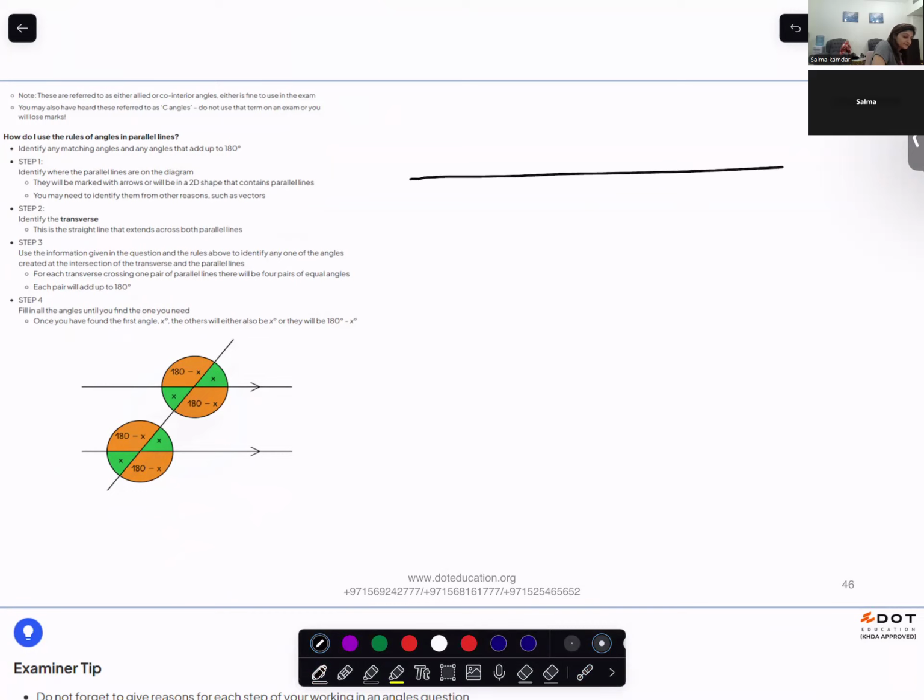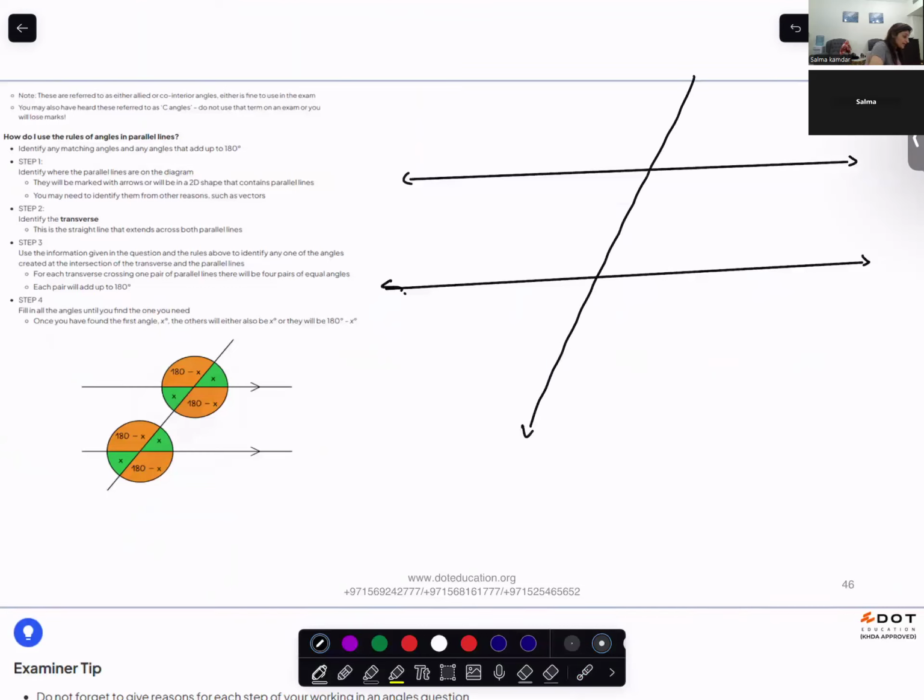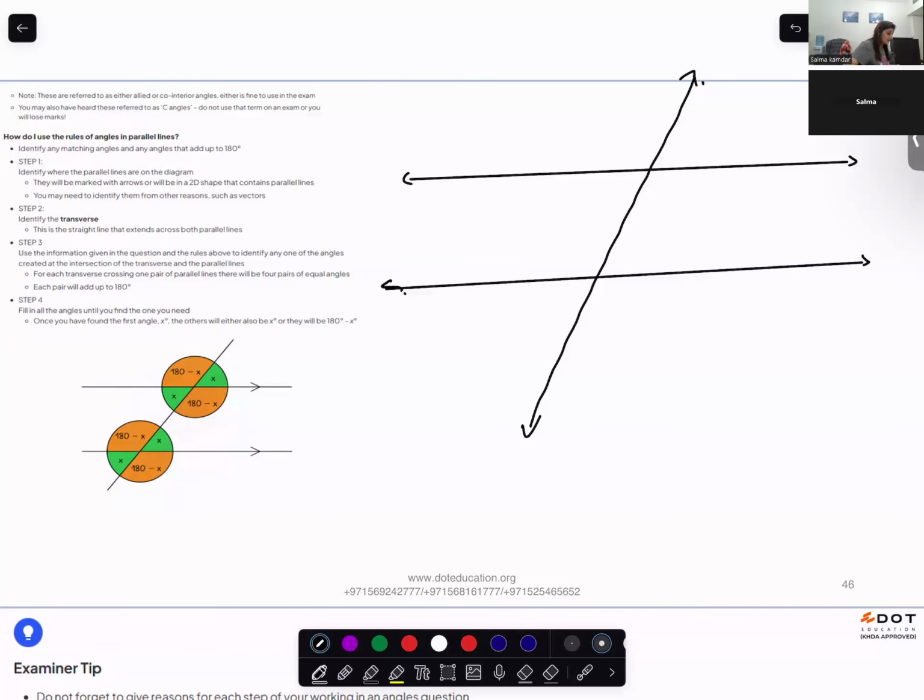You should first understand, I have two parallel lines. Parallel lines are lines that are equidistant from each other, but they never intersect each other. This you should know. Now I have a transversal that intersects these parallel lines. You have two parallel lines and then you have one line in between that is called the transversal.